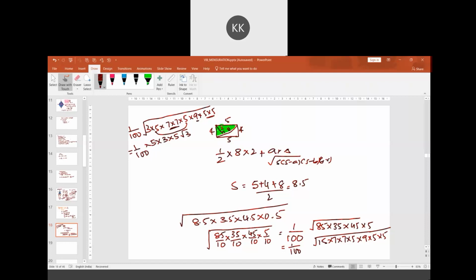So 5 times 5 is 25, 25 by 4. Sir, 7 can be taken out. Which one? 7, sir. So one more 7 I left, isn't it? Yes. 7 is taken right here. So 3 times 7 is 21. 21 by 4, root 3. This will be 4 times 8, 8 plus 21 by 4 root 3.